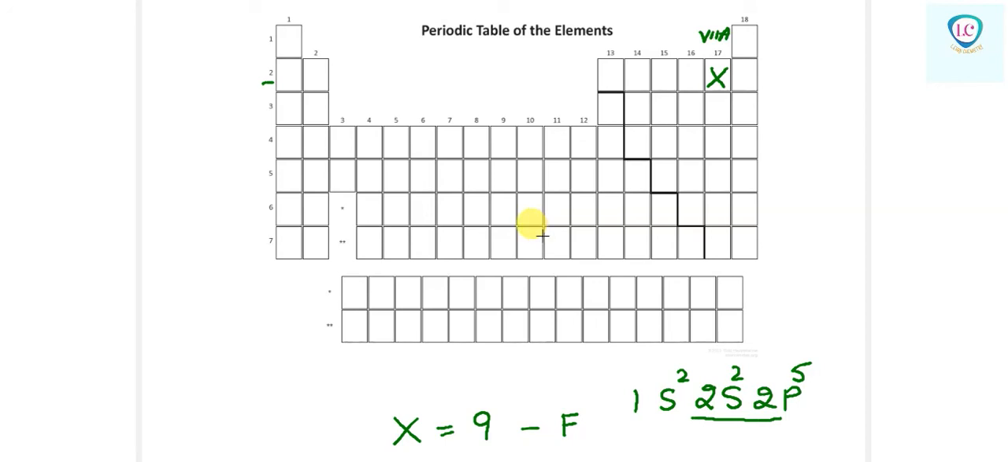So this was all about our discussion: how we can use the electronic configuration to determine the position of an element, or how we can use the position of an element to write its electronic configuration.